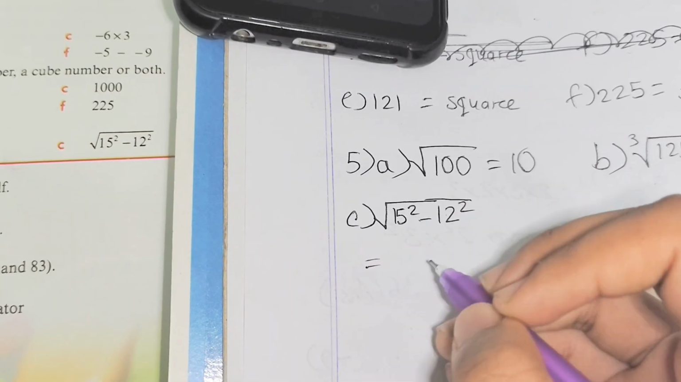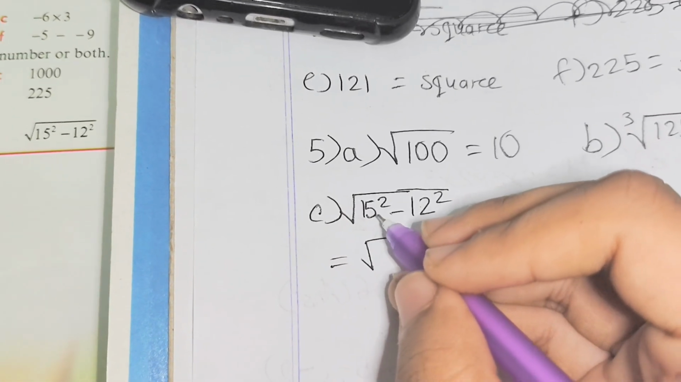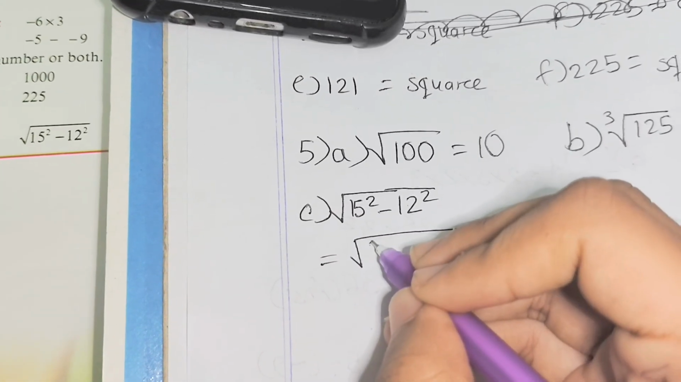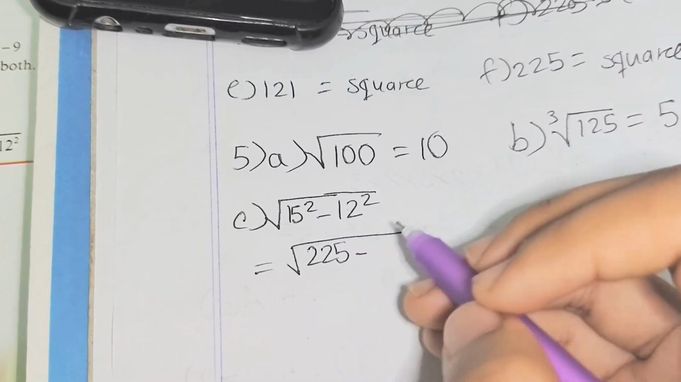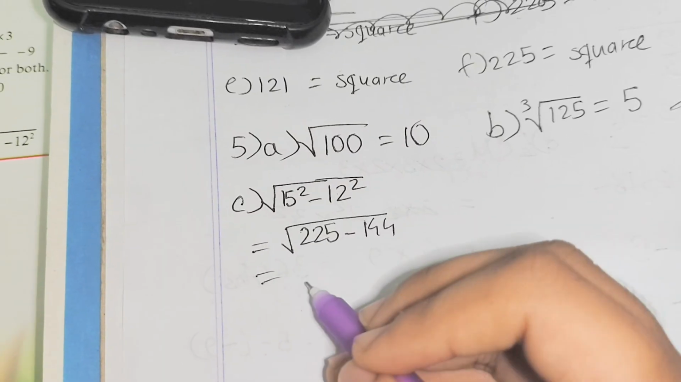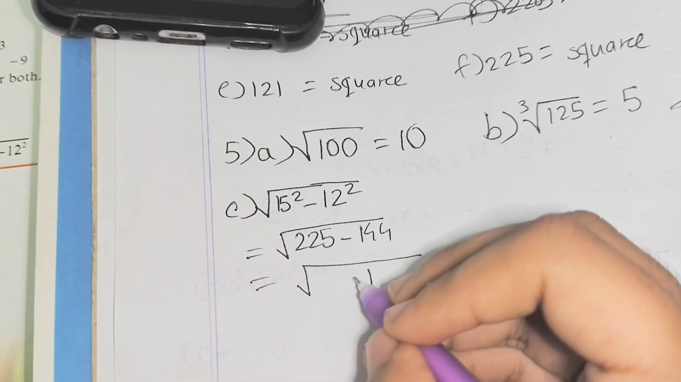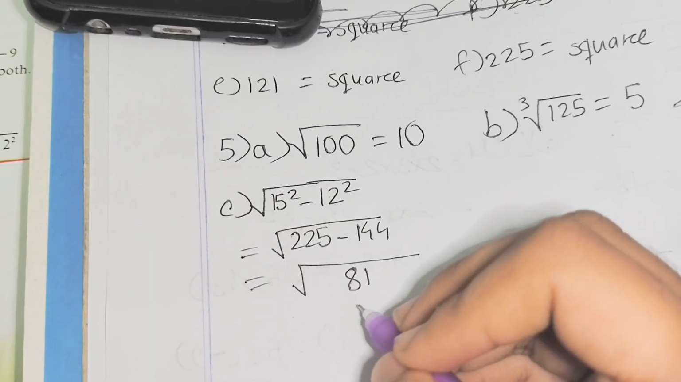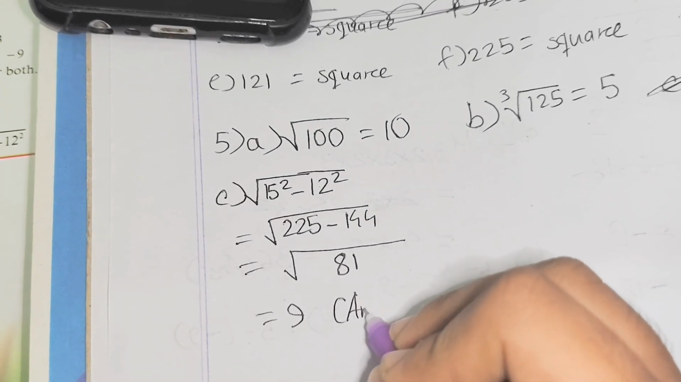So how do we find this? We just keep the square root here. 15 squared, what do we get? 225, minus 12 squared, which is 144. So we subtract to get 81. The square root of 81 is 9. So the final answer is 9.